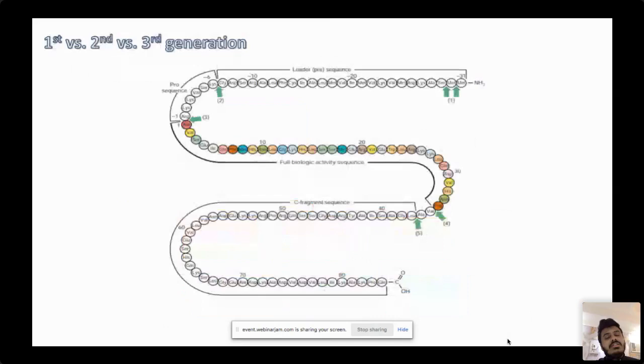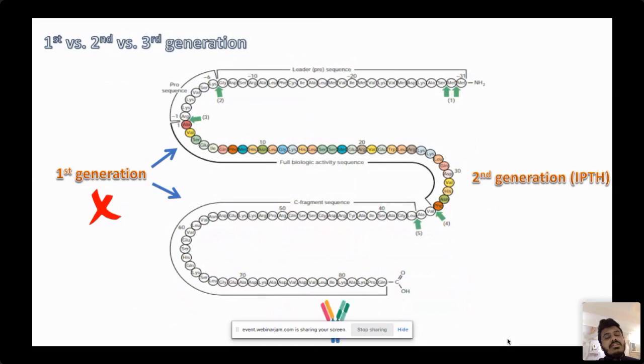So what is the difference between the first, second, and third generation? For the first generation, the problem with this method is the inability to differentiate between C fragments and the full biologically active sequence, while the second generation has an antibody specific for the C fragment for capture and another antibody specific for the full biologically active sequence for detection. The third generation has an antibody specific for the first 6 amino acids near the N-terminal, so it can detect the amino parathyroid hormone.